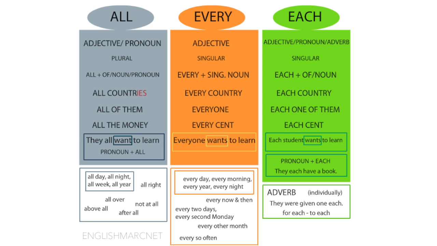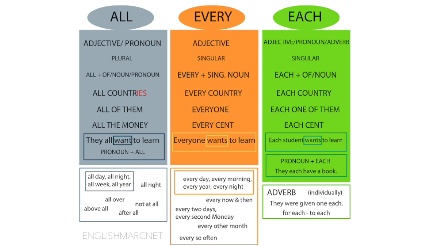So, all countries. For example, I think all countries are worth visiting. The second one is all of them. Okay, so all plus of. All of them are English. That's why they're all eating hamburgers.